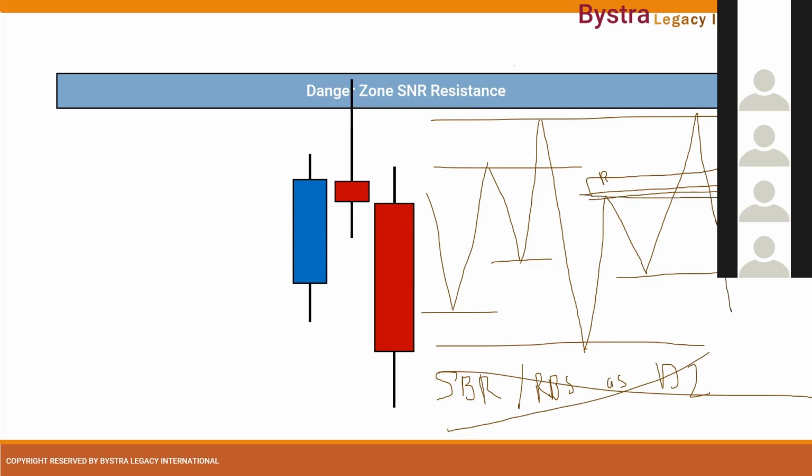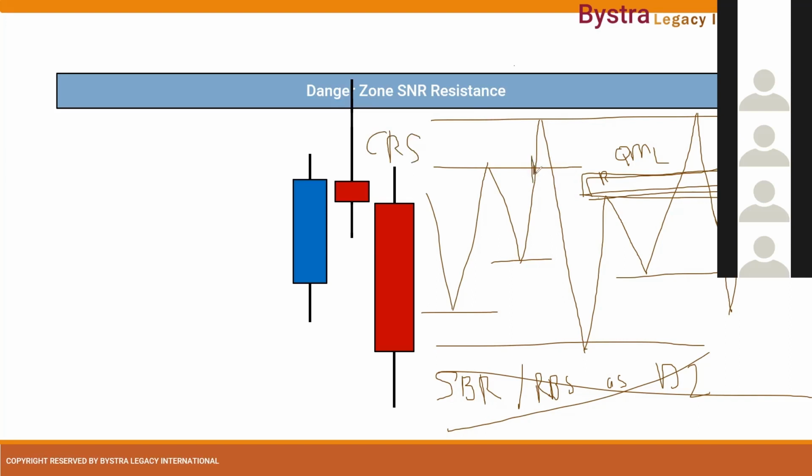Why? Because of the QM level, our left shoulder. So one of these. Okay, so it is very important that you understand that all the SNR levels we must mark. Normally, big players have to respect this SNR area. Once there is an indication that a CRS has occurred, which is the confirmation of rejection, then only we will look for a setup. If not, don't.